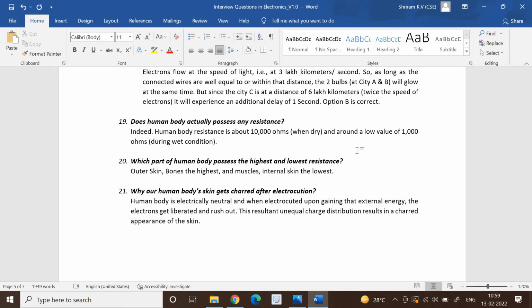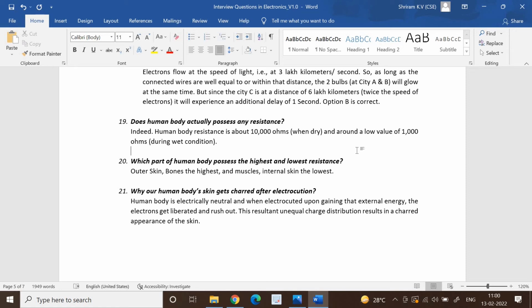Which part of the human body possesses the highest and the lowest resistance? Well, this is a phenomenal question. Outer skin and bones are the highest. The muscles and internal skin are the lowest. Outer skin and bones, remember, I repeat, they are the highest and the muscles and the internal skin are the lowest.